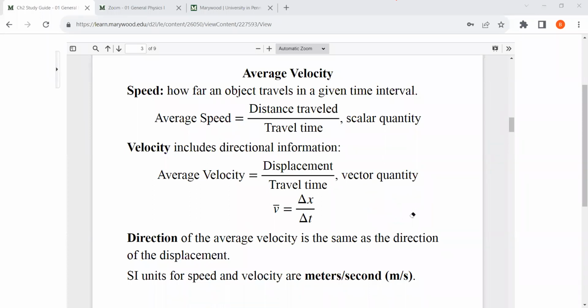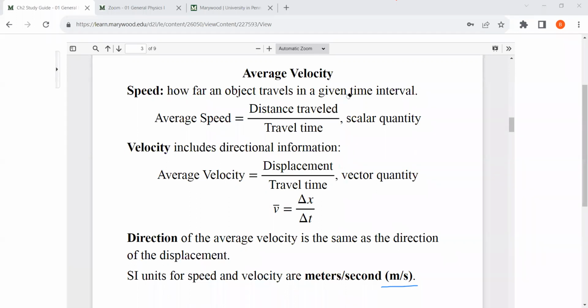Now, although they are two different quantities, the standard international unit for both is meter per second. That's because we have distance in the numerator here and displacement in the numerator here, and both can be represented using meter, and the standard unit for time is second. So the standard unit for average speed and average velocity is meter per second.